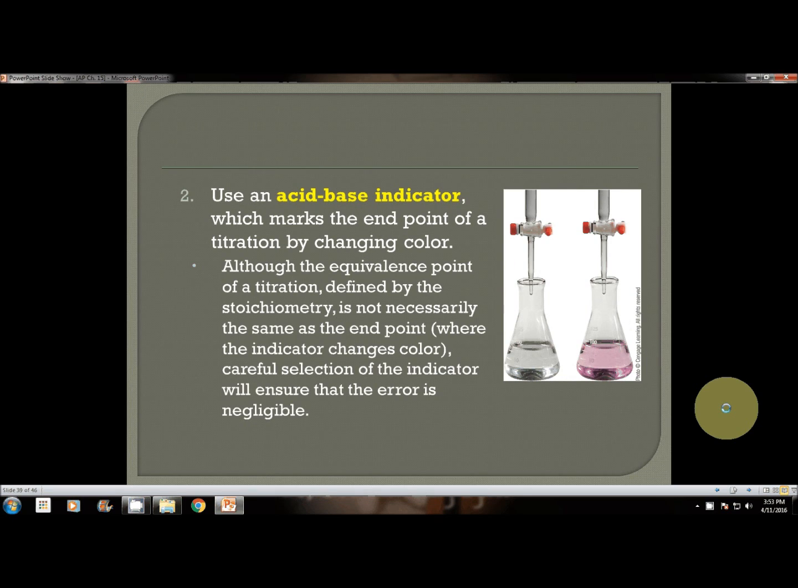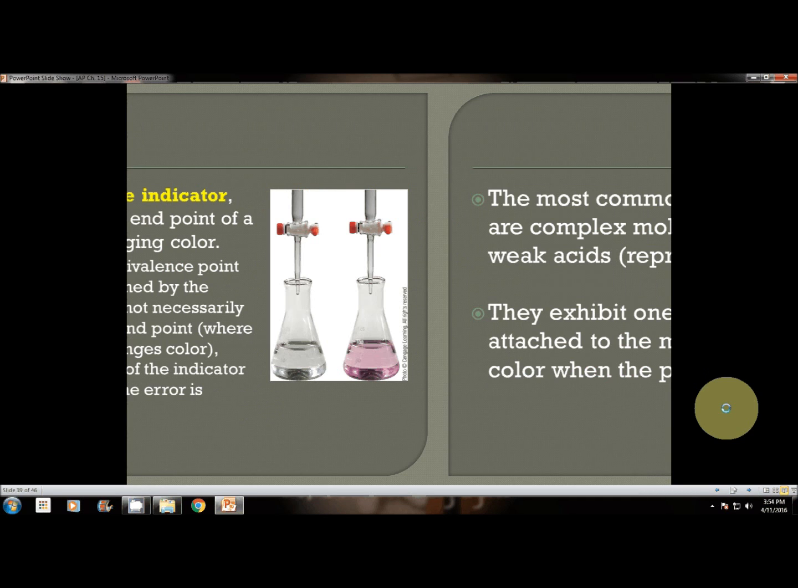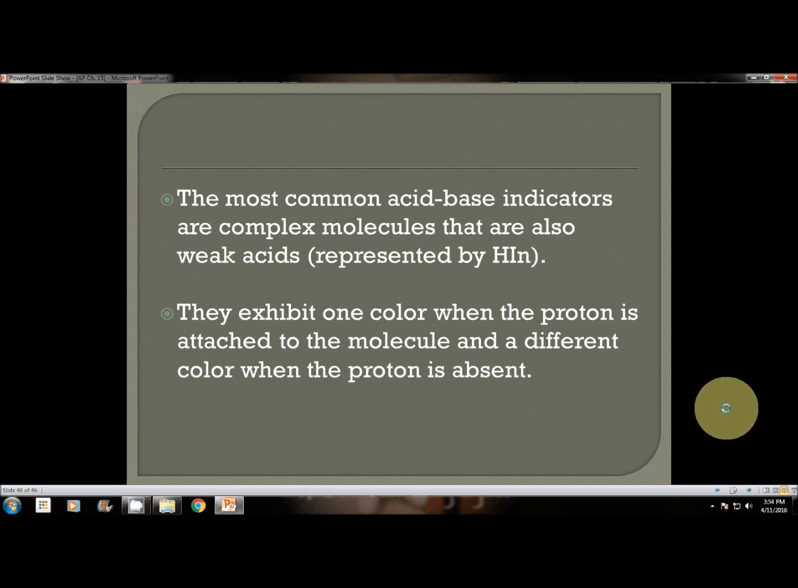Another way to do it is to use an acid-base indicator, which marks the endpoint of the titration by changing color. Although the equivalence point we can define by stoichiometry is not necessarily the same as the endpoint, where the indicator changes color. So we have to be very careful about which indicator we use to ensure that the error is negligible. The most common acid-base indicators are complex molecules that are also weak acids.